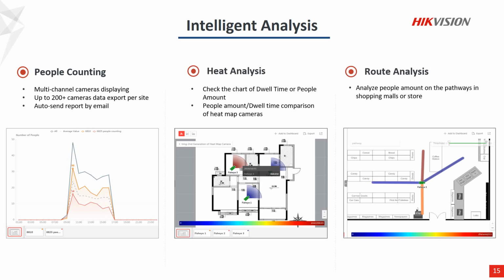Heat analysis and also route analysis. For these two reports, we need the facial cameras, or you call it immersion version cameras. With these two cameras, we can check the dwell time or people amount, and also you can analyze people amount on the pathways in the shopping malls or the stores.